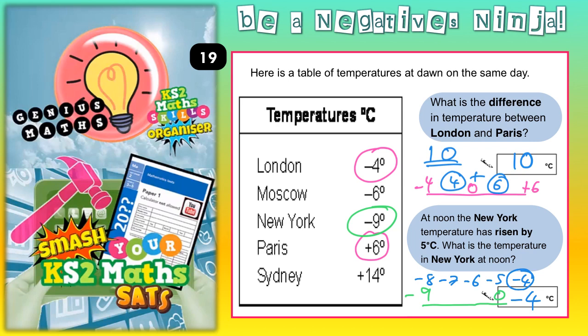So if the New York temperature rises by 5, we're doing -9 plus 5, and that takes us to -4. Final answer.